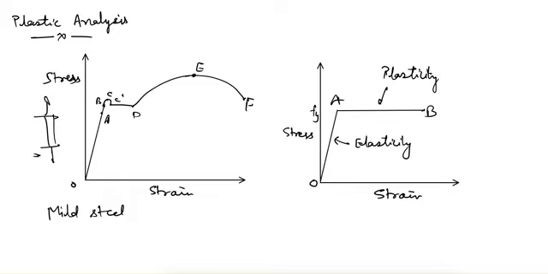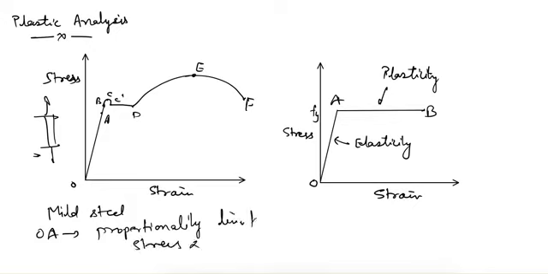So there are various parts of this curve. Let's see these. This part A represents the proportionality limit. It means that the stress is linearly proportional to strain in this part, and so Hooke's law is valid in this part.